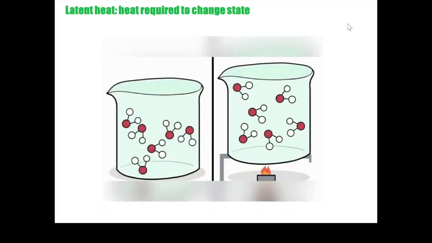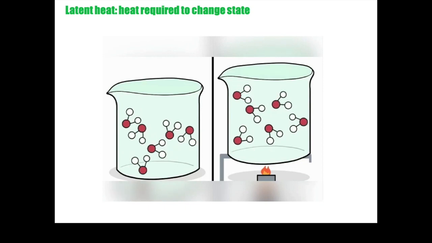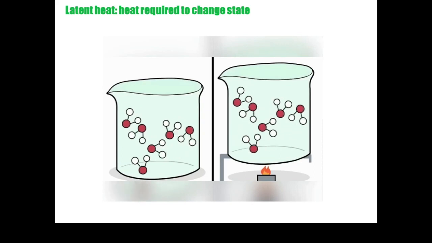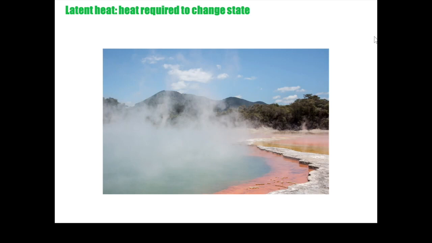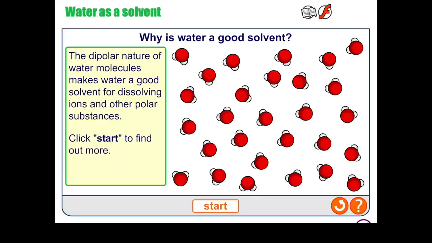Here we have two beakers, and you can see the heat is absorbed by the water molecules to break the hydrogen bonds and change their state. That is what we call latent heat. It's really important for life on Earth that water has high latent heat, because otherwise all of the water on our planet would have evaporated. Having high latent heat has maintained life on our planet, because this keeps water being a liquid. All of these aquatic animals like fish wouldn't have survived if water had lower latent heat.